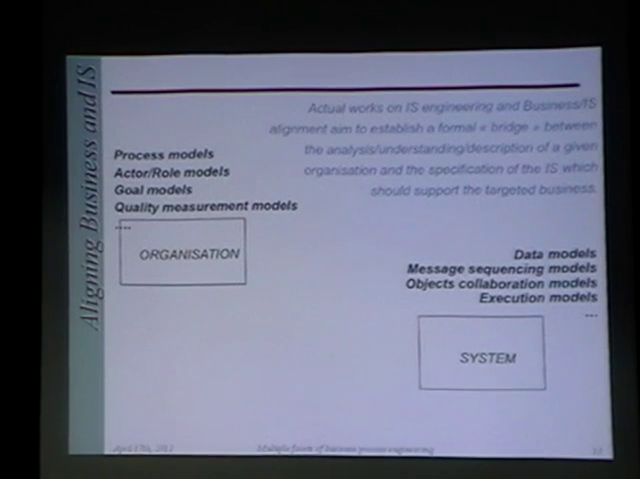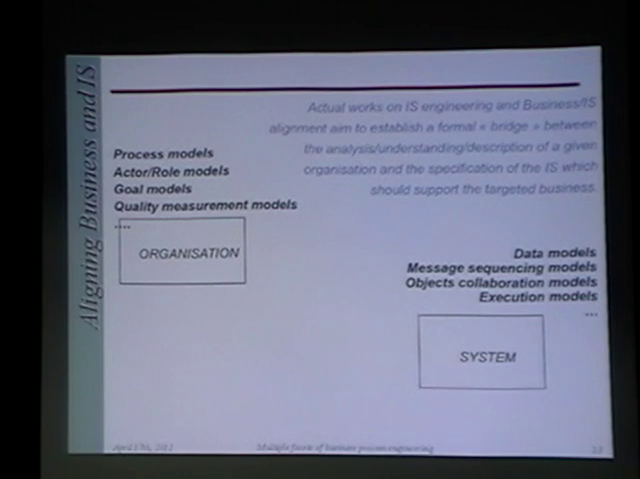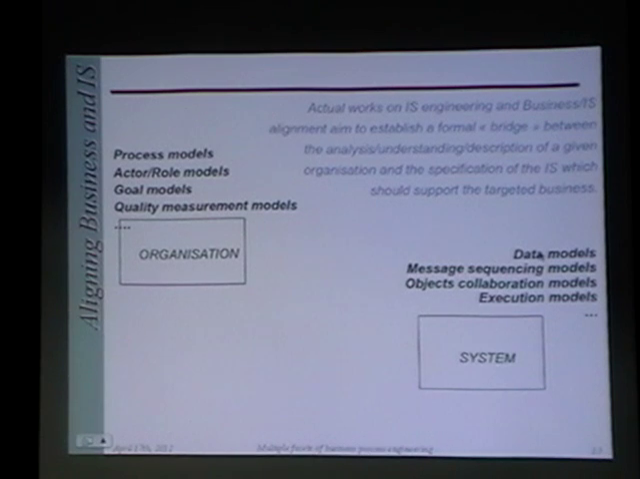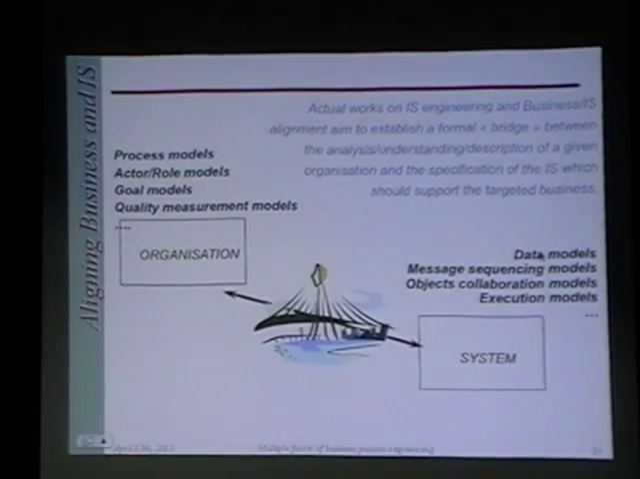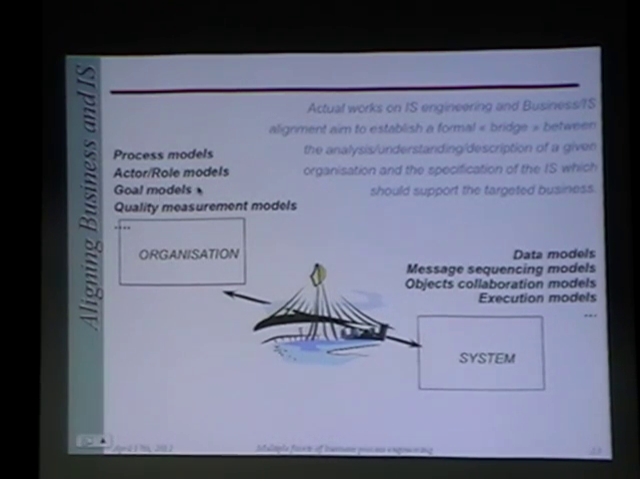So actual work, for more than 10 years more or less, on information system engineering and business information system alignment, aims to establish a formal bridge between the analysis, the understanding, the description of a given organization, and the specification of the information system which would support the targeted business. So, yesterday Colette Rolland talked to us about goal models, and today I will talk about business process models and actor role models.